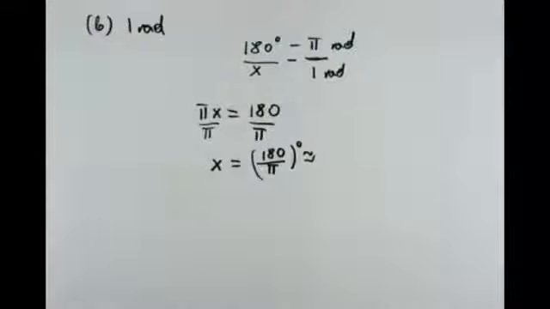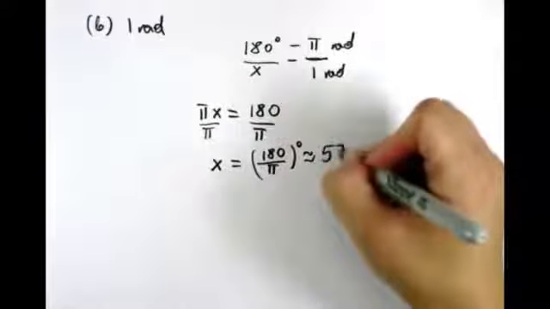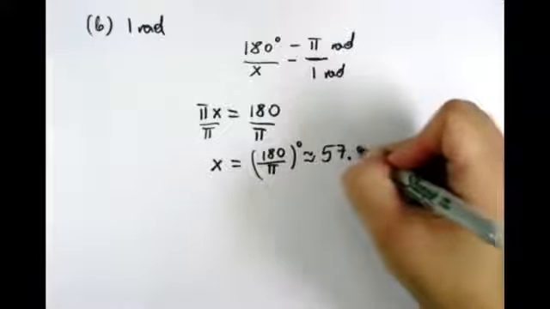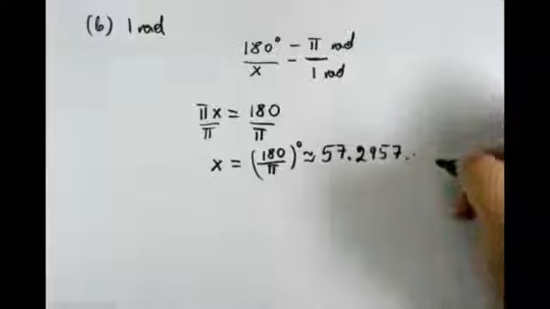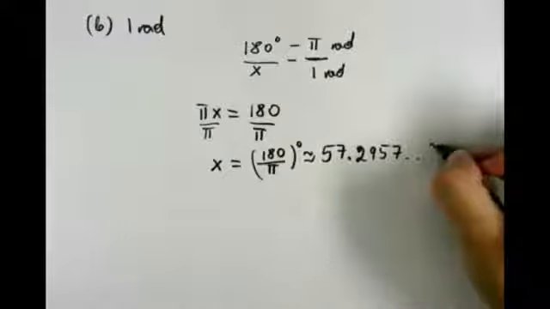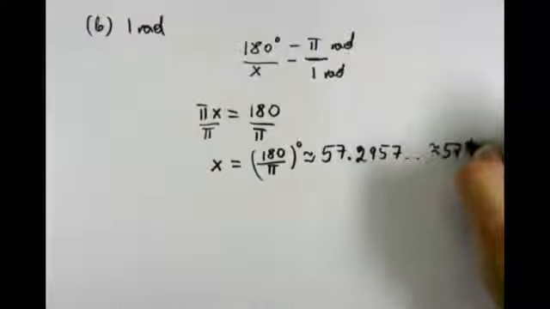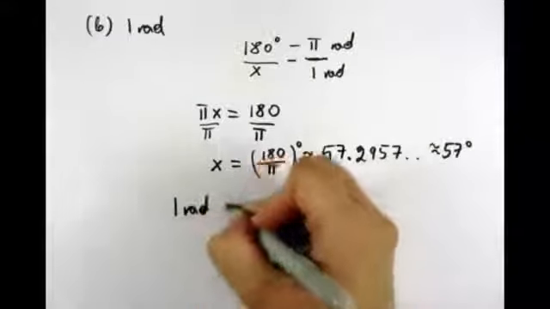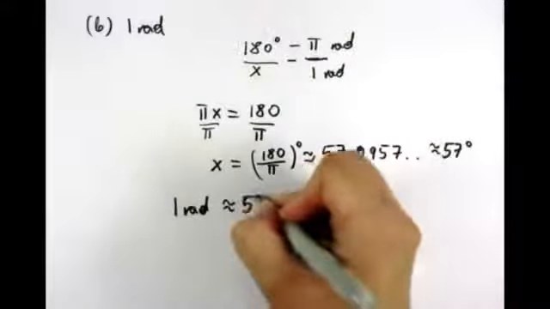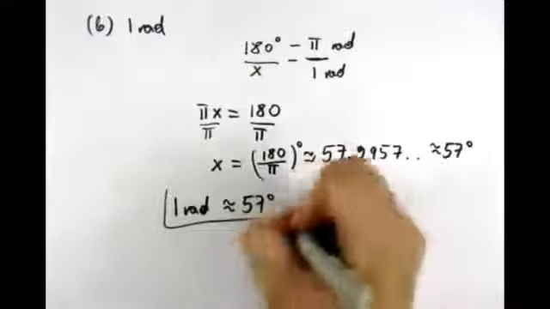And I think it's good to check the approximation to roughly know what it is. So 180 divided by pi gives me roughly 57.2957, and it keeps going. So basically speaking, it's roughly 57 degrees. Okay, 1 radian is approximately 57 degrees. So that's good to keep in mind.